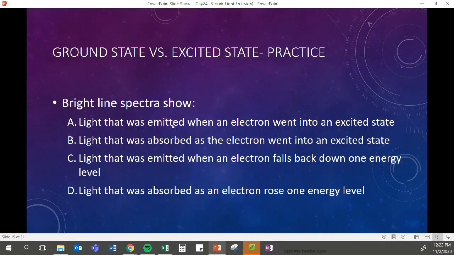So we're going to emit light, and that happens when it falls back down, okay? Because we need to use that energy to get up to the next energy level. When it's falling down, it can use that energy to make some light.